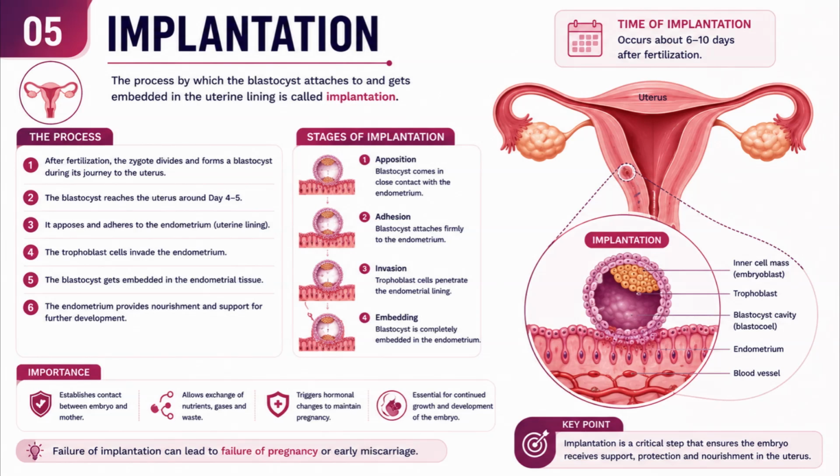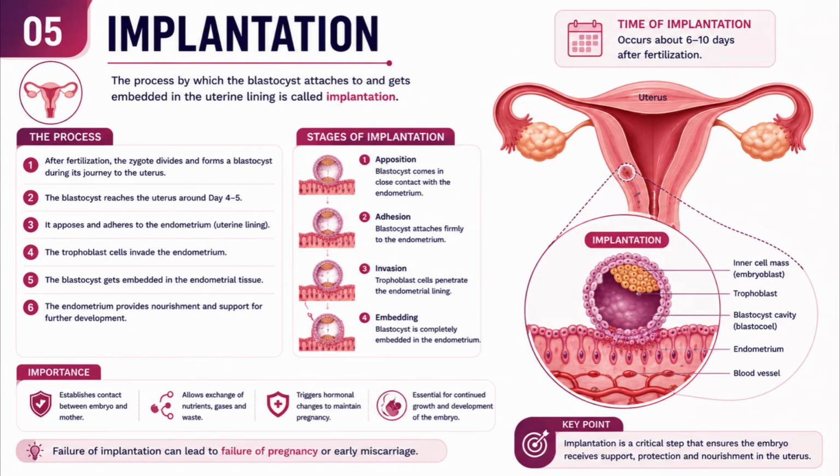Once implantation is complete, an intimate connection is established between the mother and the developing embryo. The endometrium provides nourishment, oxygen, and protection, while the trophoblast eventually contributes to the formation of the placenta. Implantation also triggers important hormonal changes. The developing embryo begins producing human chorionic gonadotropin, or HCG, the hormone detected in pregnancy tests. This hormone maintains the corpus luteum and ensures continued production of progesterone, which is essential for maintaining pregnancy.